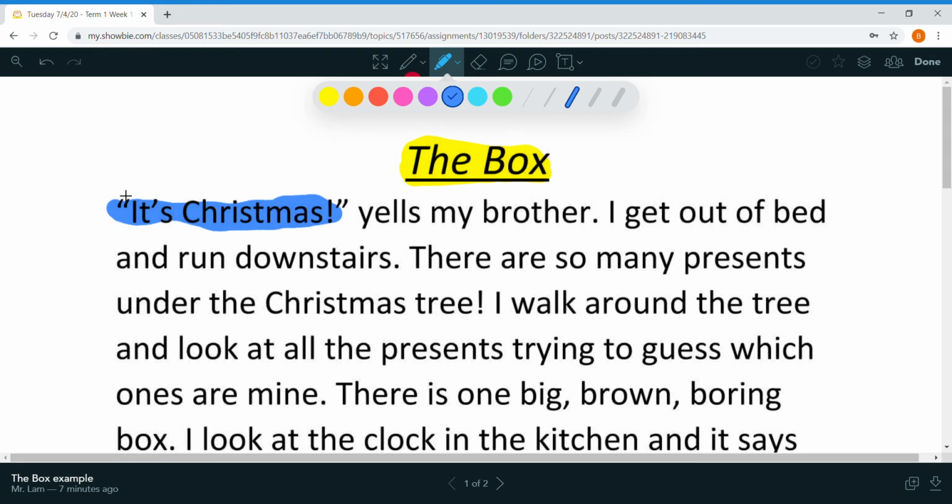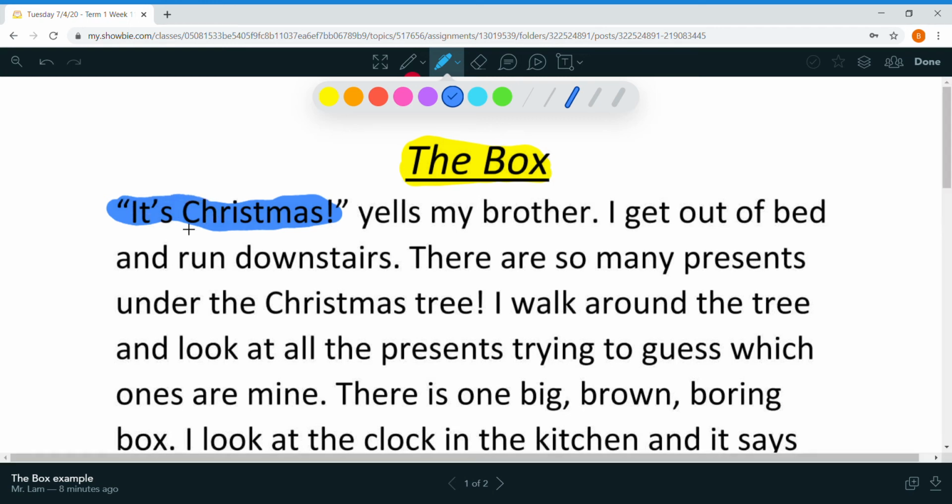So if you can, start off with an action, start off with a sound. I know that some people started off with a sound last time, like "boom," onomatopoeia. So that straight away just captures your audience and really engages the reader. So that's what Mr. Lam did really well.